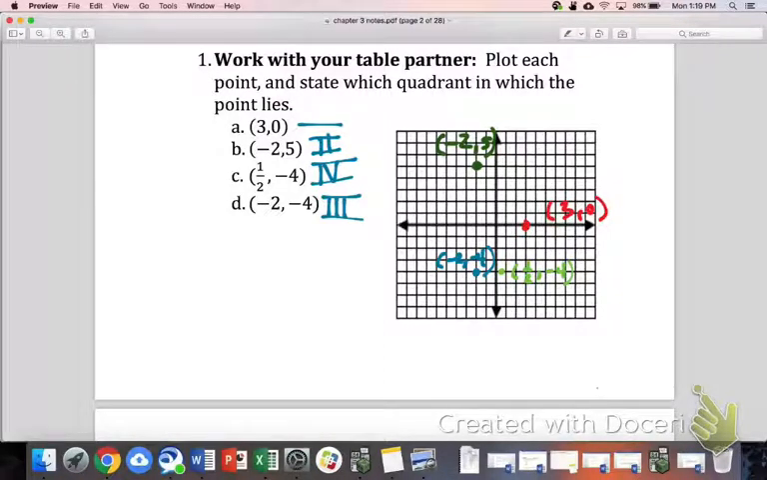What would you pick for an answer as that? None of the above. Yep. Okay, any questions there? Excellent. Let's move on to the next one. If you flip over to the next page, there is another work with your table partner option here. So if you guys would take a look at number 2.